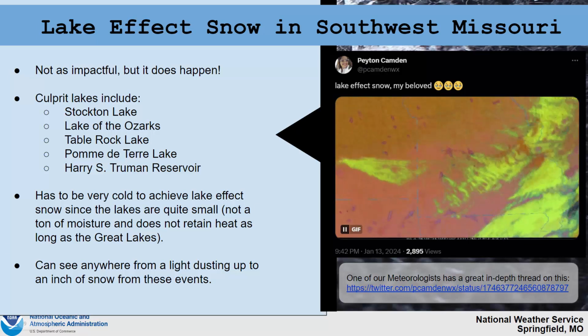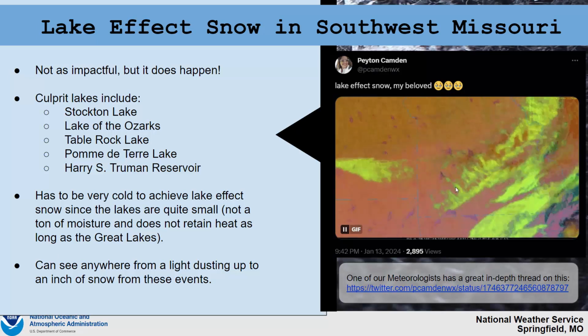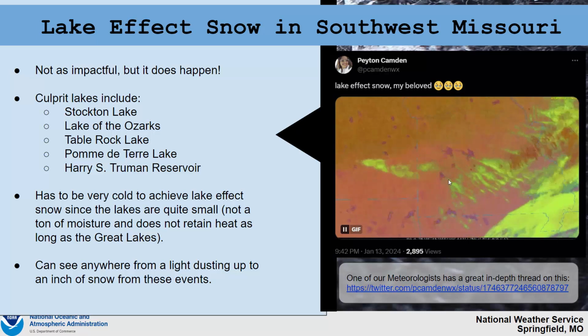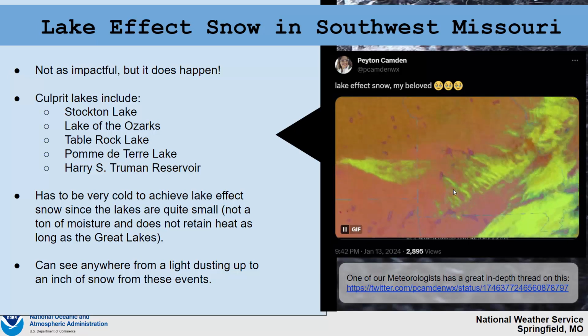Now to let you think about what you've learned, I'll leave a question for you. What type of lake effect snow bands are shown in the GIF to the right? You can see the snow bands coming off. This is Stockton Lake here, and it comes off here of Table Rock Lake as well, Lake of the Ozarks. So these are lake effect snow bands coming off of those lakes. What kind of lake effect snow bands are they? I'll let you answer that on your own.